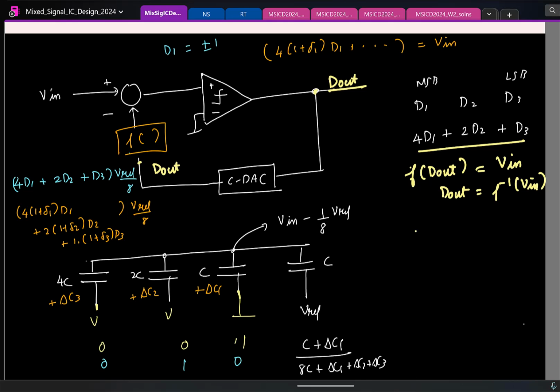Yeah, inverse function. So what is the inverse function here? I mean, this is the relation. I want something equal to exactly Vn. What should I do? Is this clear? I have this relation. What should I do so that I get only Vn?